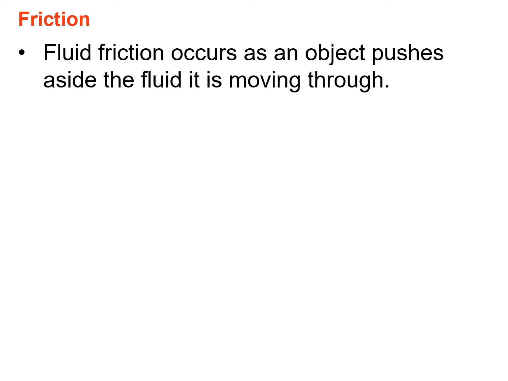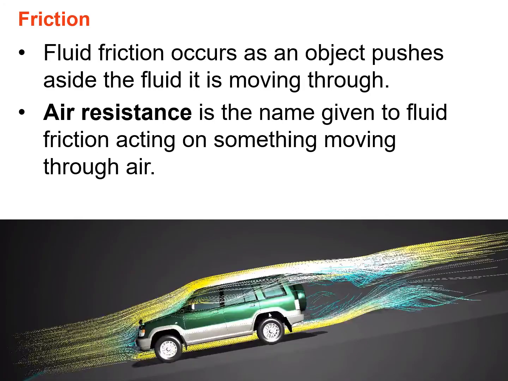Fluid friction occurs as an object tries to push the fluid aside and out of the way. It can occur when a solid object moves through a fluid, such as a car going through air. In this particular case, we call the fluid friction air resistance. Air resistance is just a name for a type of friction.